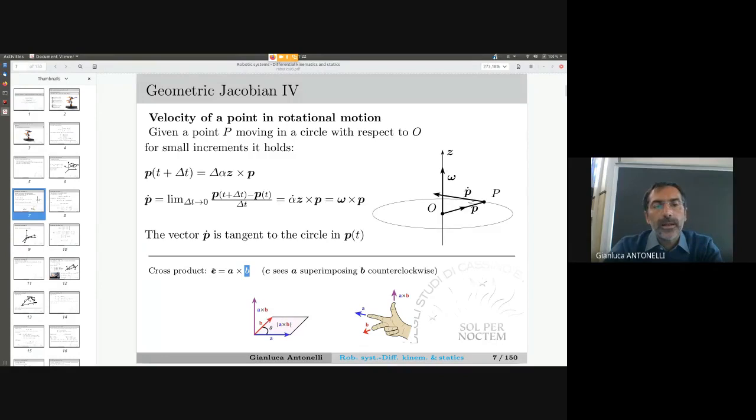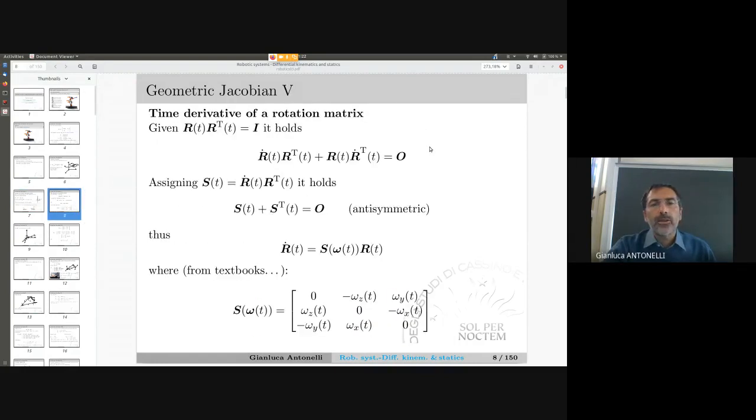Now, the numerical value of C, I'm sorry, the norm of C graphically is the area of the rhombus, the area of this region that is confined by the two vectors, okay? And so clearly, if A and B are collinear, the result of the cross product is zero. Okay, this is just to remind this operation denoted with this. Okay, so now let's see something new.